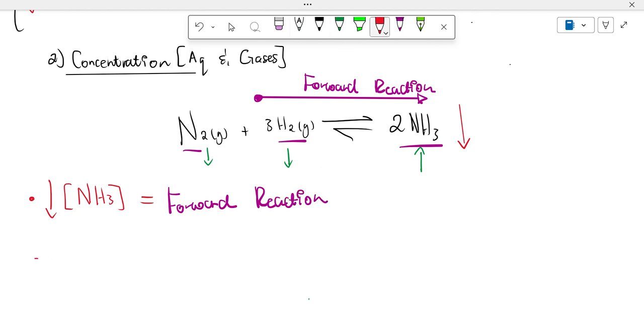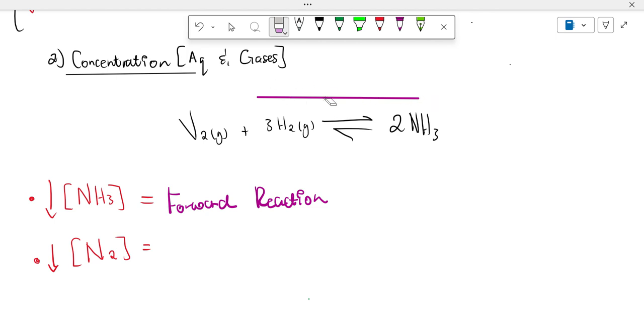Next example, let's say now I'm going to decrease the concentration of nitrogen gas. What happens? Now remember, when I decrease the concentration of nitrogen gas, what effect will there be? Let's see. So nitrogen gas concentration, I decrease. So what do you notice? I decreased on the reactant side.